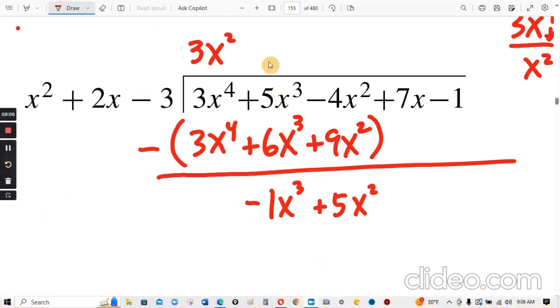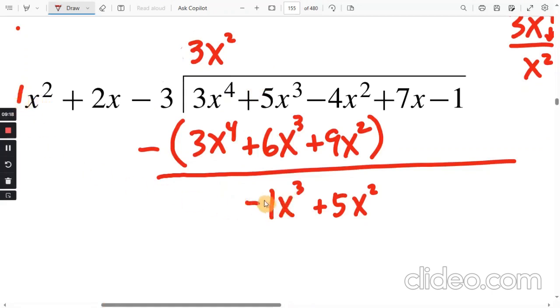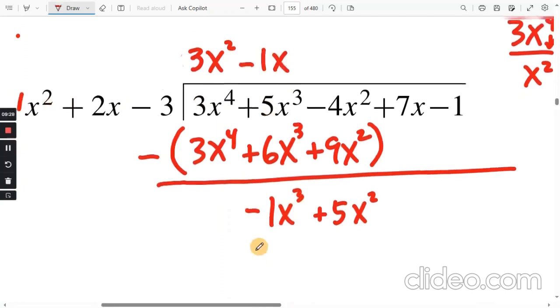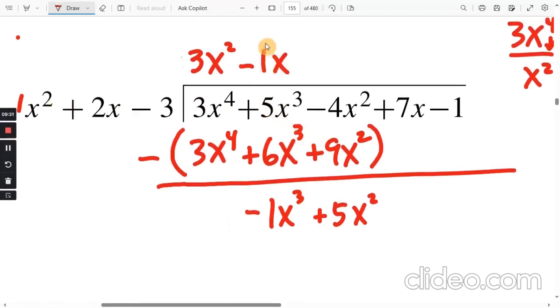Once again, what times x squared gives us negative 1x to the 3rd? Or you can say negative 1x to the 3rd divided by x squared is what? Well, if there was a 1 here, and we did negative 1 divided by 1, that's going to be negative 1. And if we did x to the 3rd divided by x squared, that's just an x. Let's distribute. Negative 1x times x squared would give us negative 1x cubed, because x times x squared is x cubed.